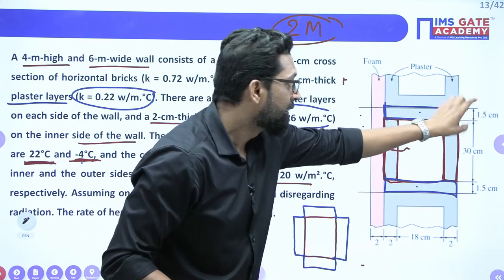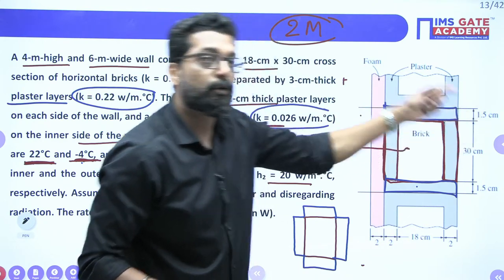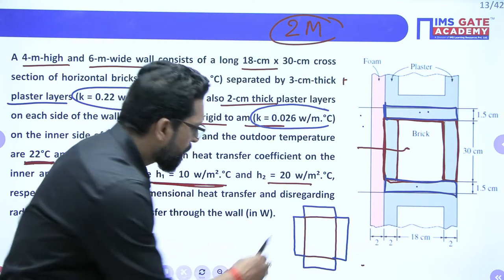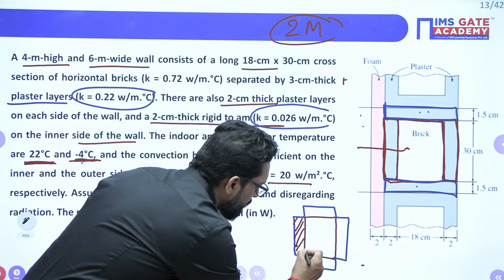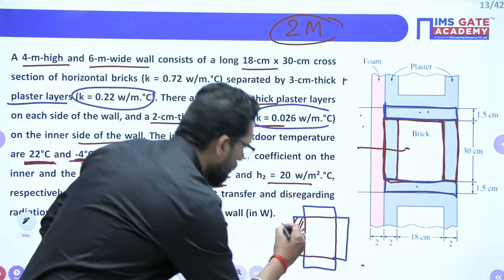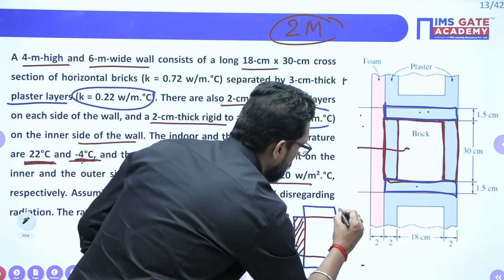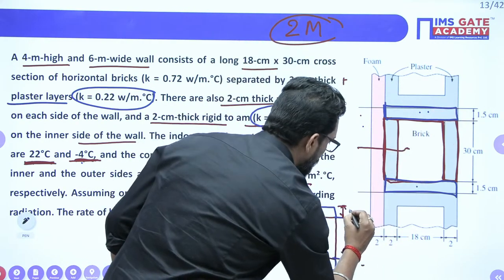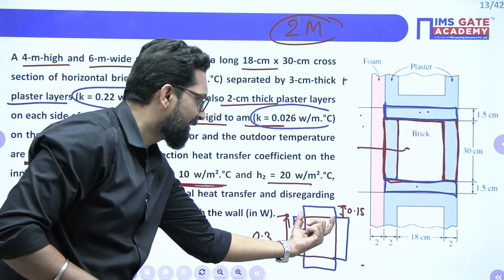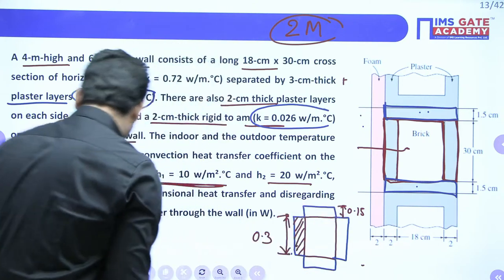If you consider area, what is the area? This height into perpendicular to the width. The 1.5, that is 0.015, into 1 for this plaster. For this plaster, what is the area? 1 into 0.3. So this is your 0.3 height. This is your 1.5, and this is your length, this plaster, this length. So we calculate the area of all of these.